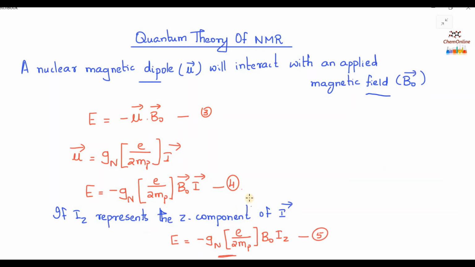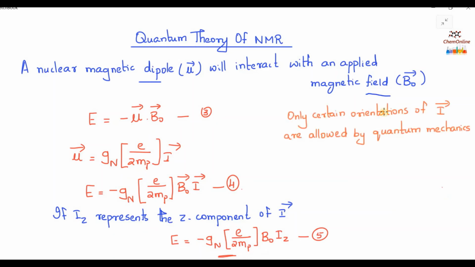Here we have omitted some intermediate steps to make it simpler. So the potential energy of interaction between the magnetic dipole and the applied magnetic field is given by E equals minus Gn e by 2mp B0 into Iz.